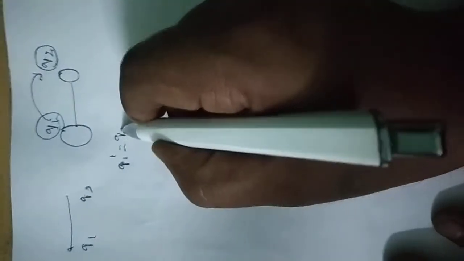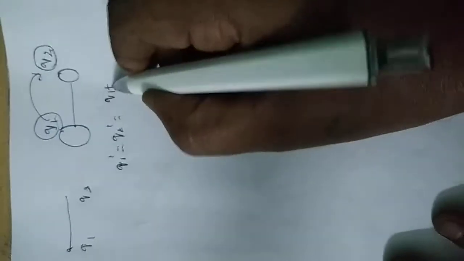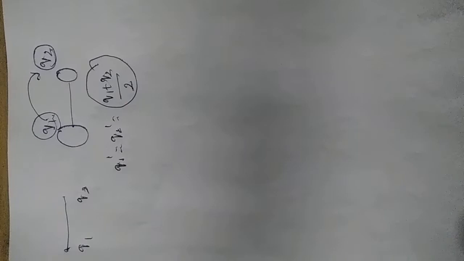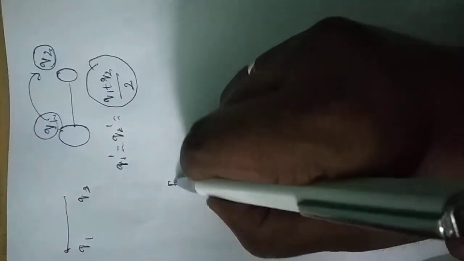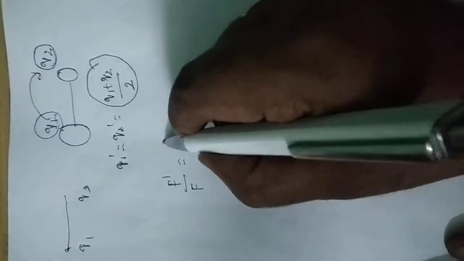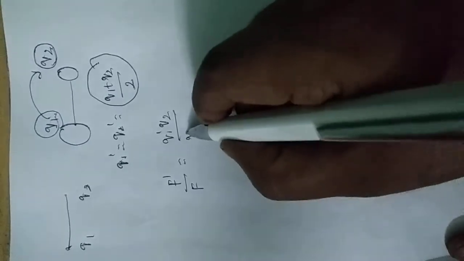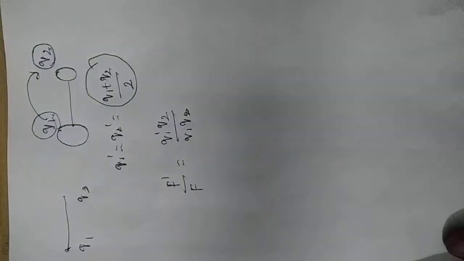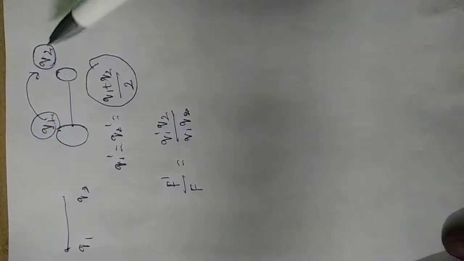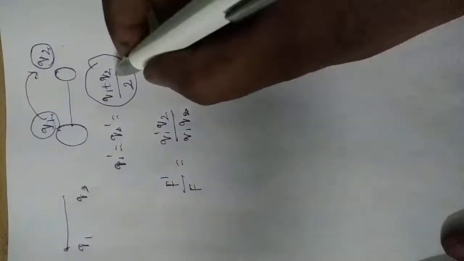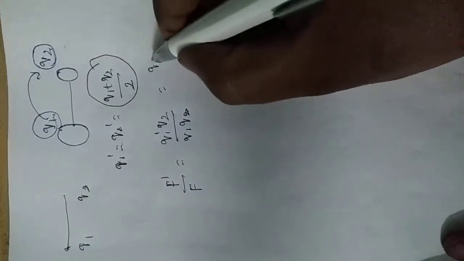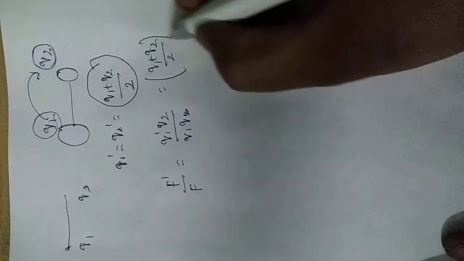Q1 dash is equal to Q2 dash is equal to Q1 plus Q2 by 2, right? Means the new charge on Q1 is Q1 plus Q2 by 2. The new charge on Q2 is also Q1 plus Q2 by 2. Now the force, F dash by F is equal to Q1 dash Q2 dash by Q1 Q2. Because both are present in the same medium, K cancels. Both are placed at the same distance, distance also cancels. What is Q1 dash Q2 dash? Both are the same, no? Q1 plus Q2 by 2 into Q1 plus Q2 by 2 divided by Q1 Q2.